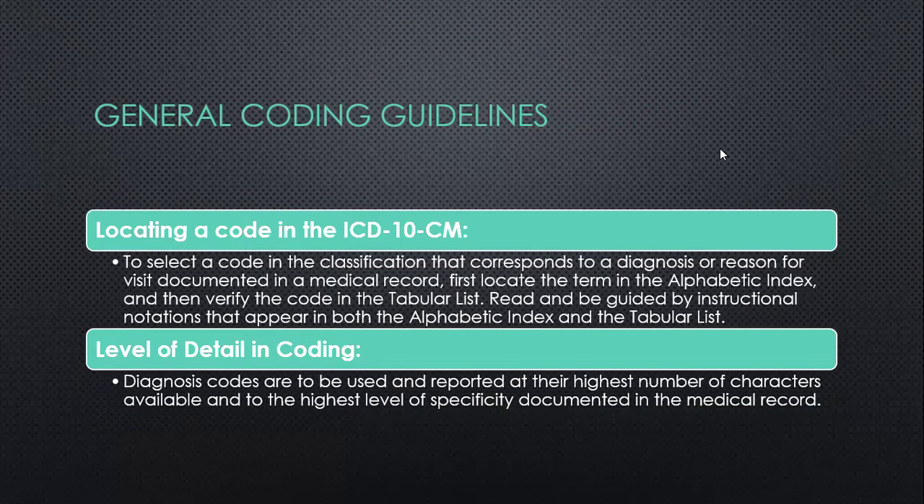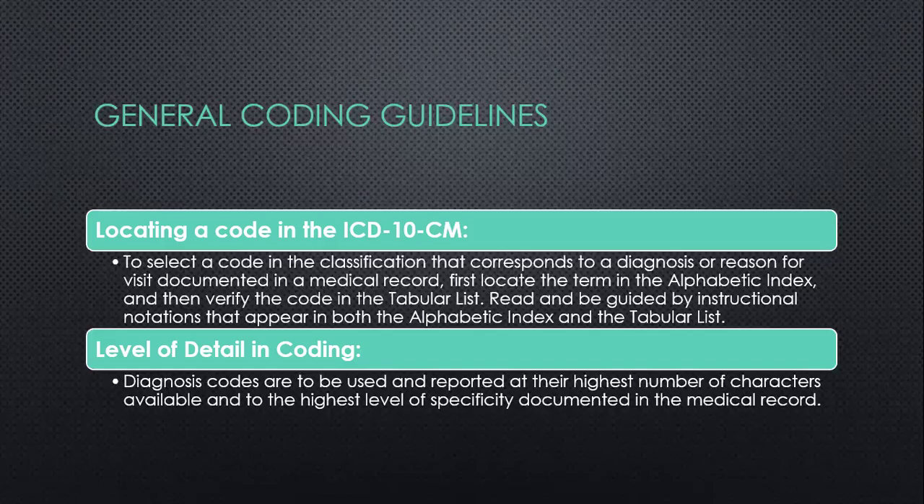So let's talk about some general coding guidelines. So let's talk about locating a code in the ICD-10 book. We've been talking up until this point about the order, how to choose the different categories versus subcategories, additional characters. But ultimately, to select a code, you need to make sure that you are looking in the alphabetic index first, and then you are verifying it in the tabular list.